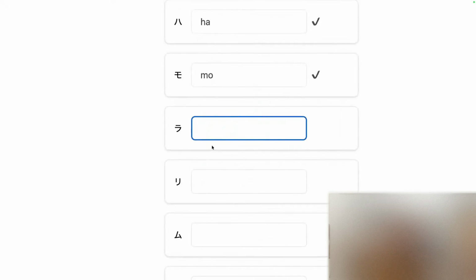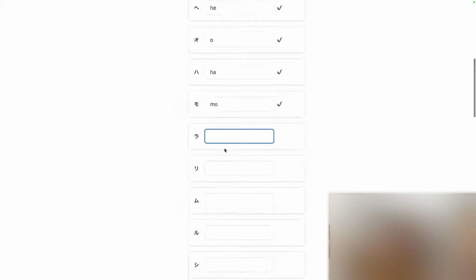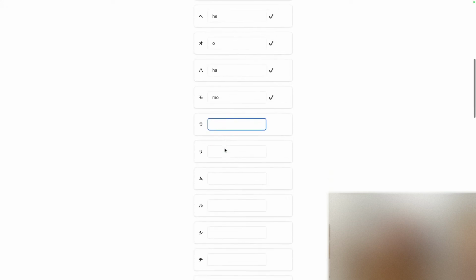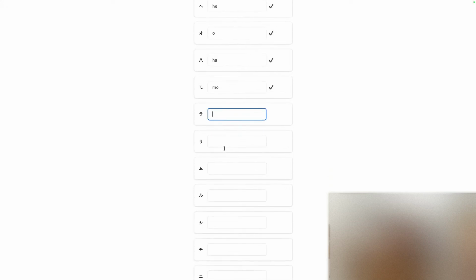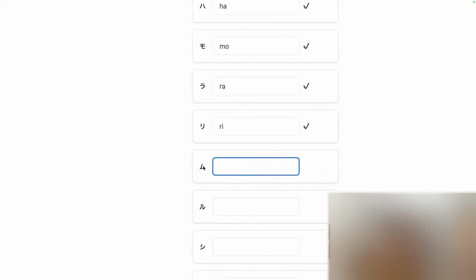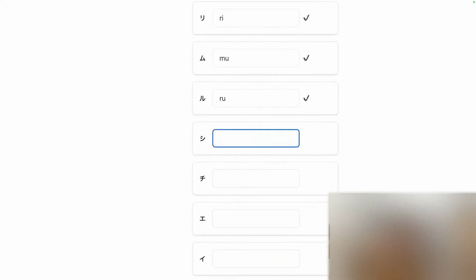I'm sweating bullets. What is this? What is that? Is that ra? Ri, this is a mutation. You know, it looks like a triangle. The mutation starts here, then it goes there, then it goes there. It looks like a warning sign, like a hazardous sign. So it's mu. This is ru.